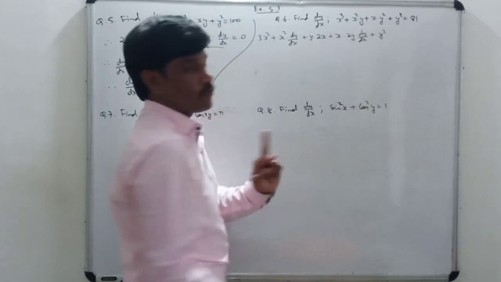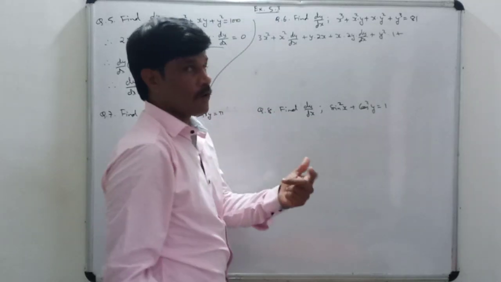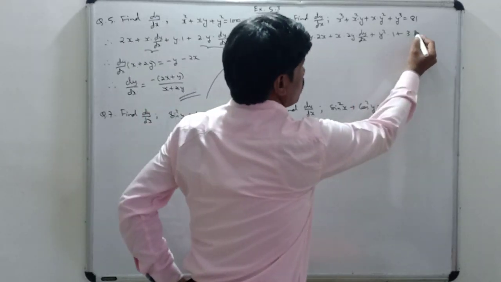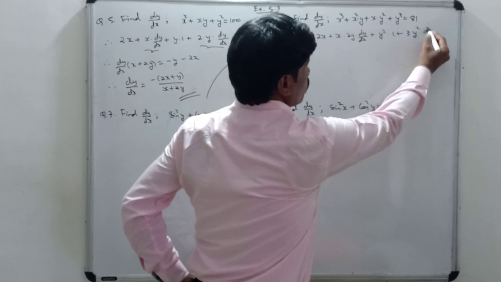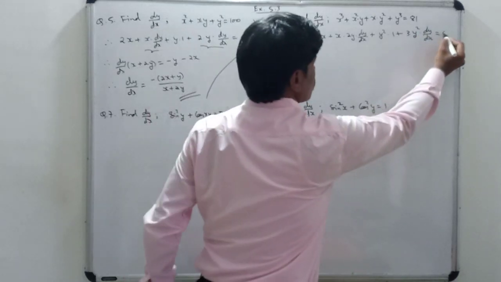as it is, derivative of x with respect to x 1, plus derivative of y cube, again it is in the form of fx raised to n. So 3 into y raised to 3 minus 1, that is 2, into dy by dx is equal to derivative of 81, that is constant. Derivative of constant is 0.